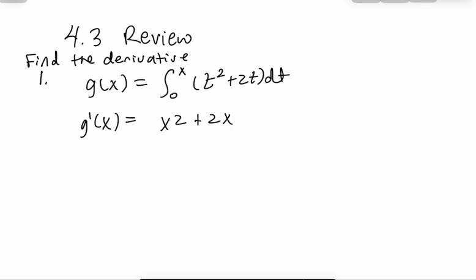Because it's g of x, and because our boundaries are x's, it is just the function inside. You take out the original t's and put x's.